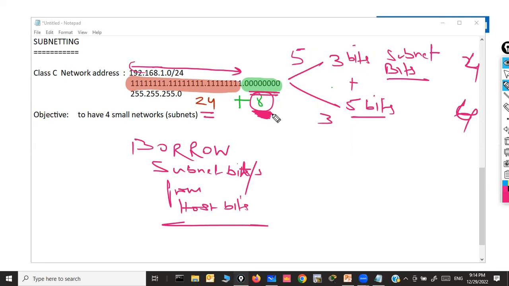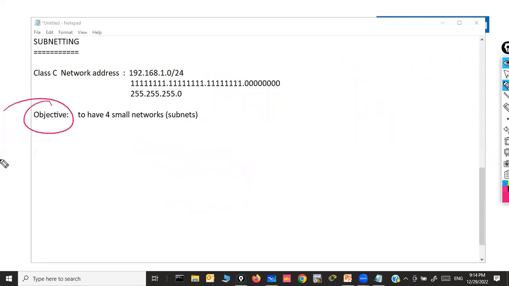So we can manipulate, like, we can take 1, 2, 3, 4, 5 bits from the host portion as subnet bits, and the remaining are host bits. But how many bits we will have to borrow from the host portion, again, that depends on the requirement. What is the requirement? What is the objective, right?